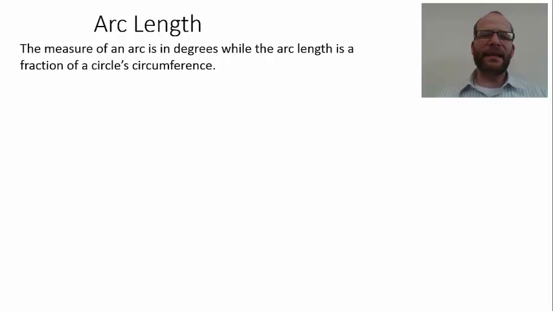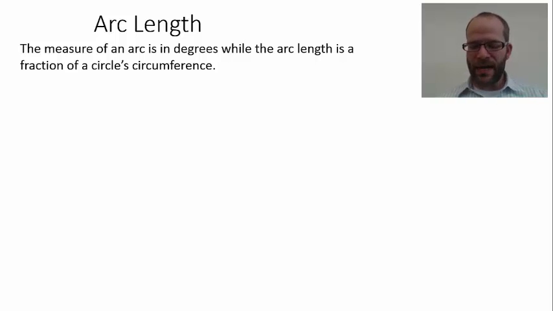Talk about arc length. The measure of an arc is in degrees, while the arc length is a fraction of a circle's circumference. In other words, while the measure of an arc is stated in degrees, the length is generally stated in customary units for distance, feet, inches, miles, whatever the case may be, meters.